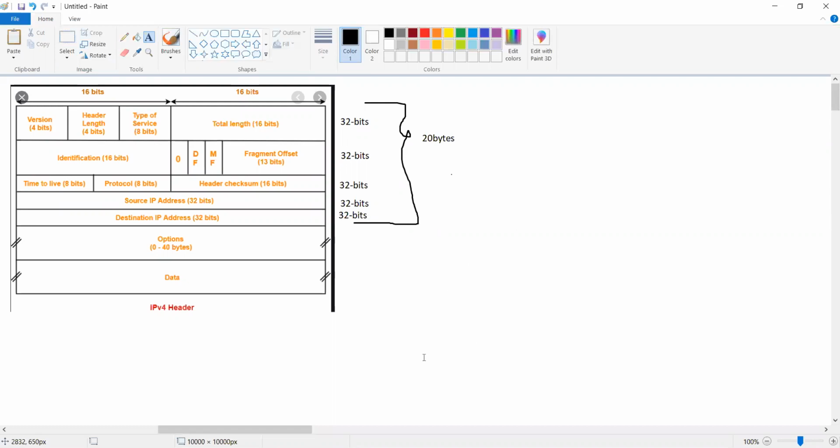Is this clear? Yeah, clear. You're clear with this part, I believe. Just now I have explained this. Also, you're clear with identification. Also you know this, right? Now, we need to understand this is nothing but the version, which means IP version 4. Header length: I have explained this to you already. Am I correct? Okay.